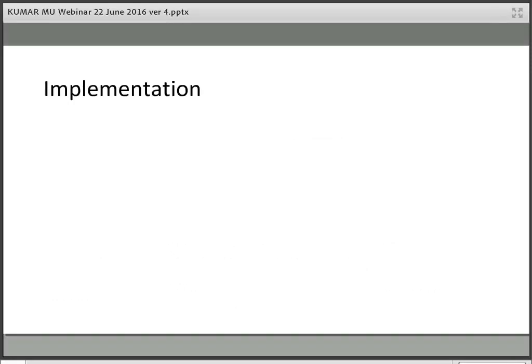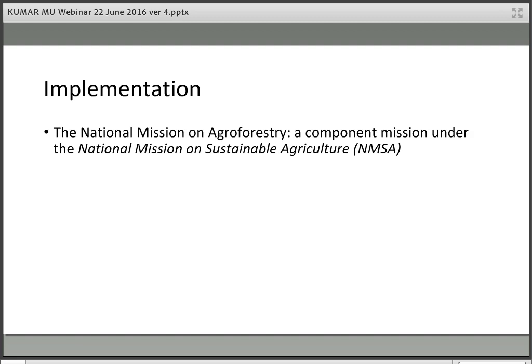Speaking about implementation, 2 years, as you probably know, is a relatively short period of time for evaluating the impact of any policy, not to speak of a policy involving long duration crops like tree crops. However, there are indications that the government of India is walking the talk. There are indications that major initiatives are being made by the government to implement agroforestry.